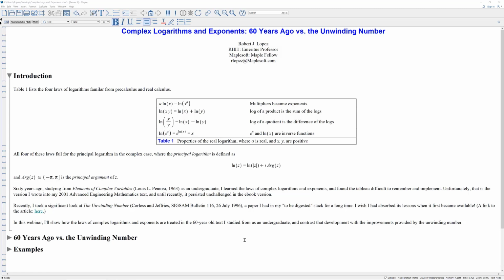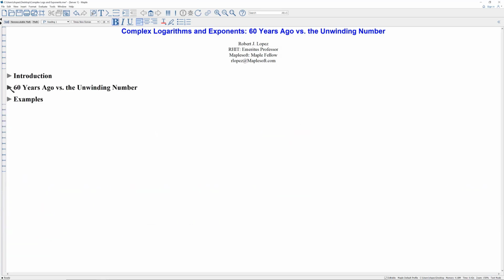So what am I going to do in this webinar today? I'm going to take a look at that messy, difficult to remember and implement tableau. And I'm going to contrast that with this approach from the winding number or the unwinding number, and then do some examples just to show the difference and to see what the unwinding number contributes to this discussion. So let's take a look at the old versus the new.